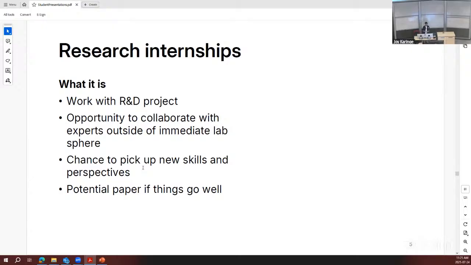It's also a good chance to pick up new skills. For example, going into Ubisoft, I knew very little about the practice of real-time rendering, but I was able to learn a lot about working with the game engine and working with low-level graphics APIs during my time there. And as always, if things work well, you get a chance at publishing a paper.